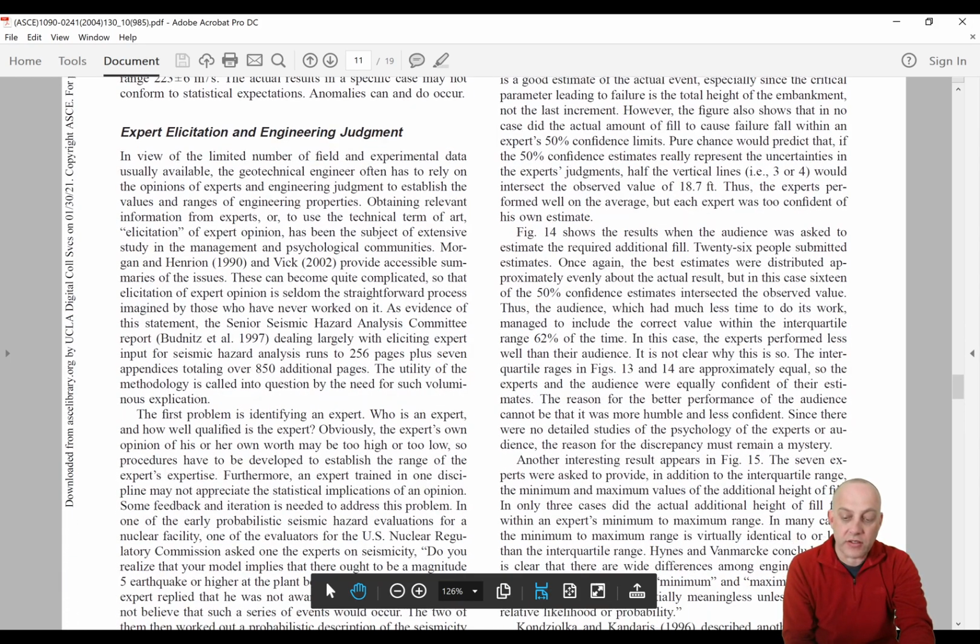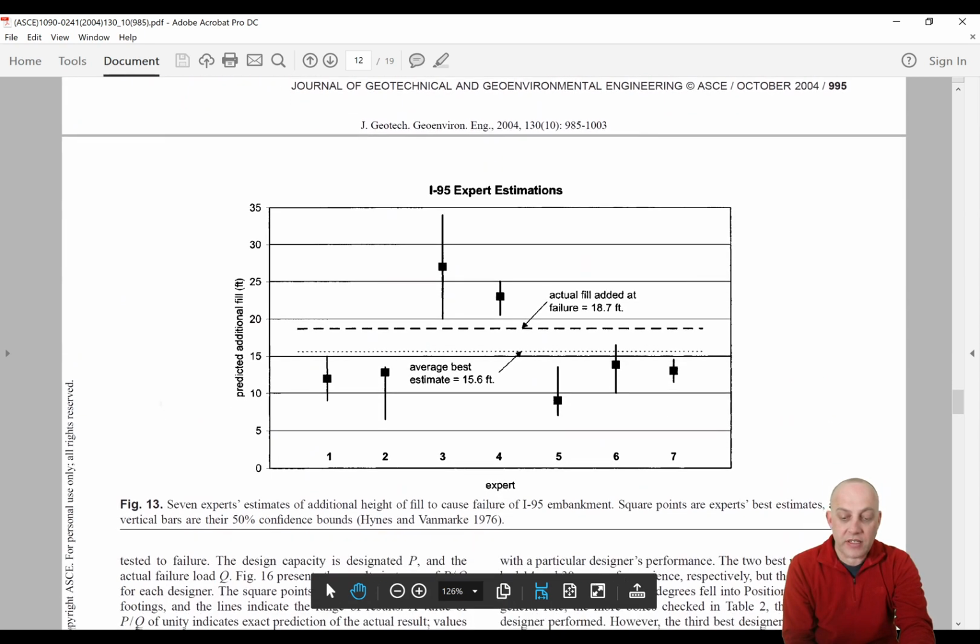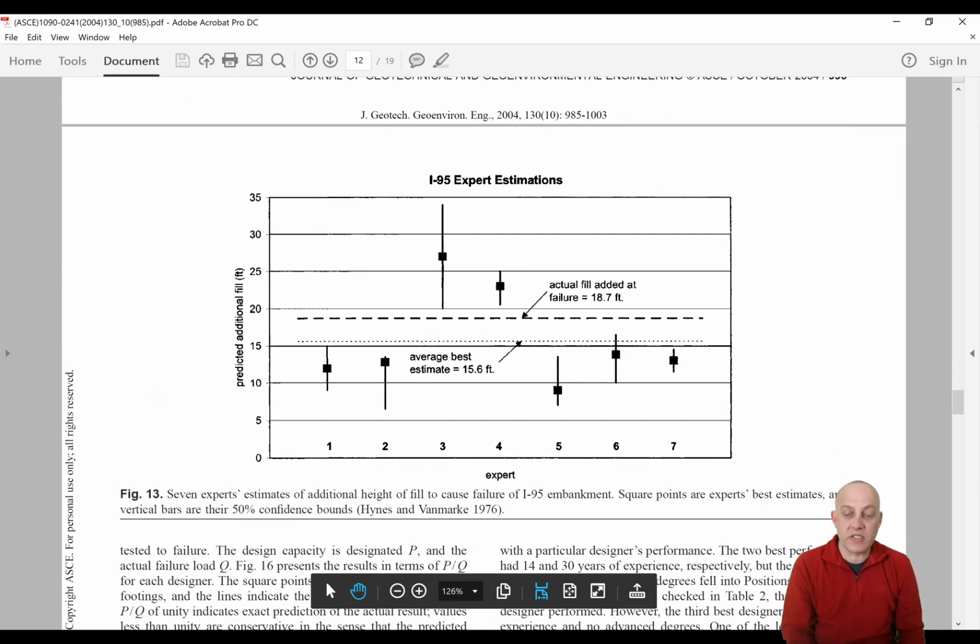Okay, so let's take a look at the results. They did this load test, and what we're seeing here is that the squares correspond to each expert's mean prediction, the average or best guess of the amount of fill that will be added, and the vertical bar is the interquartile range. We would expect, if the experts were good at predicting, that the squares would lie close to the actual amount, and that the actual amount of fill would lie within their 50% confidence interval as well.